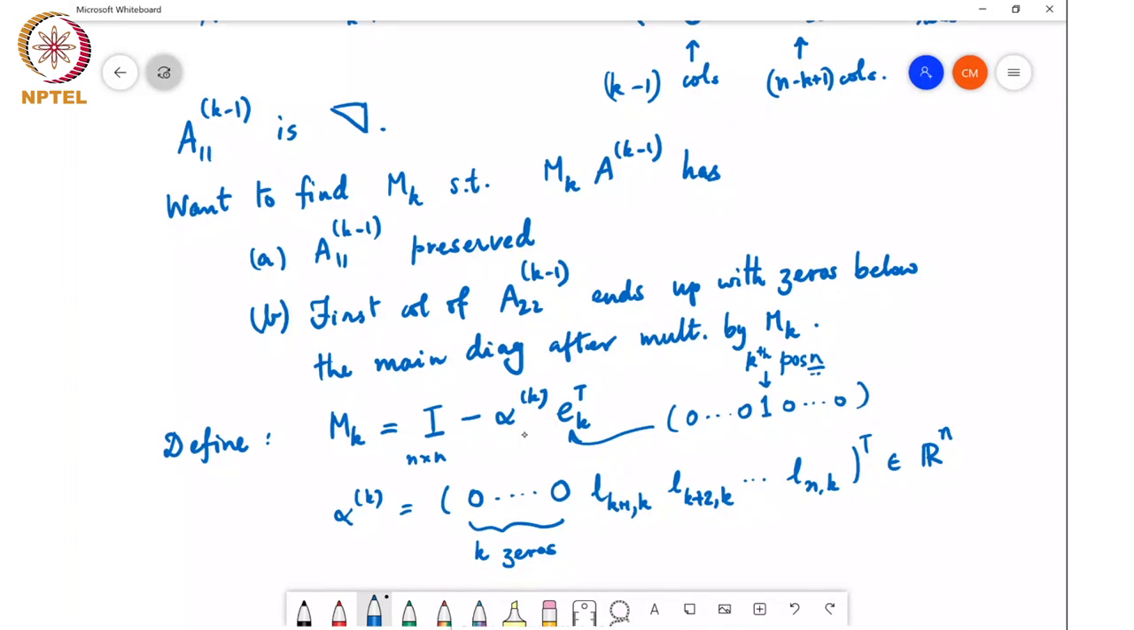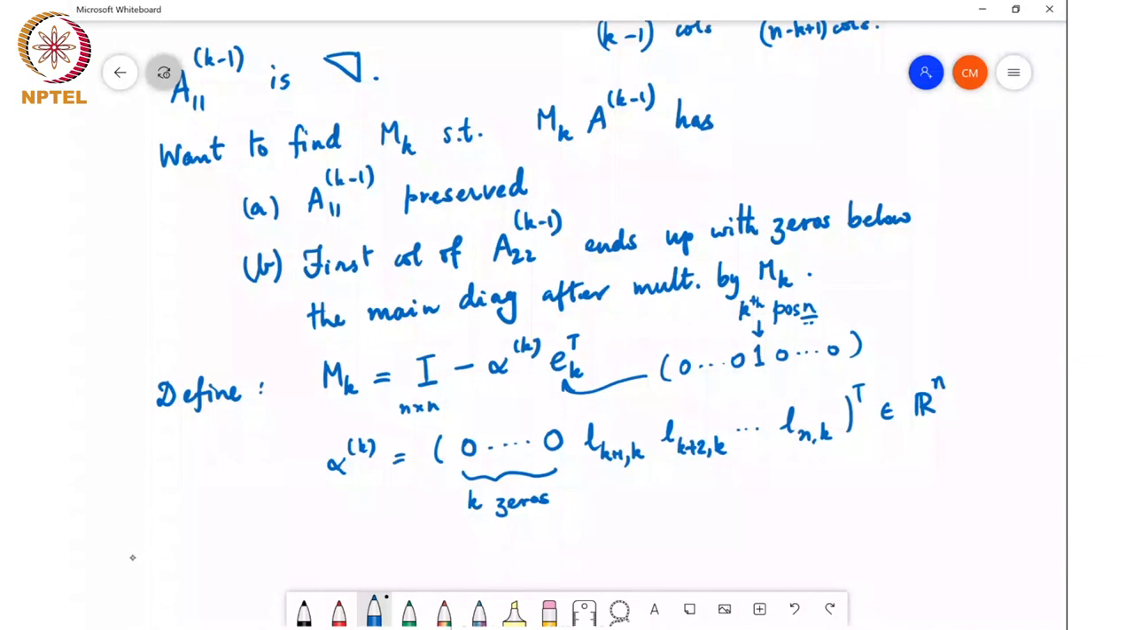Okay, so what is the rank of alpha_k e_k transpose? One, correct. So any matrix, say B, of the form U V transpose, where U and V are n cross 1 vectors, is always of rank 1. So this kind of a matrix M_k is actually called a Gauss transform.